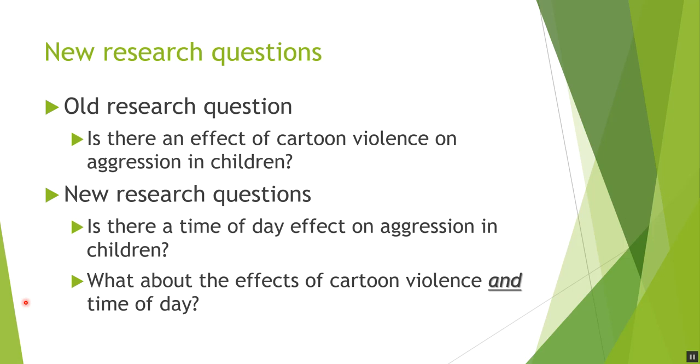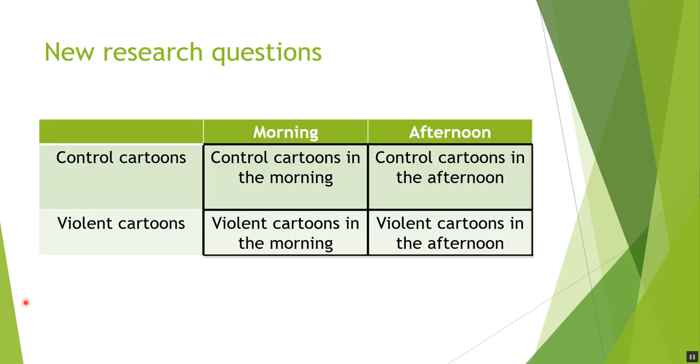at two new research questions by doing what's called a factorial design or a factorial experiment. The new questions are going to be, is there a time of day effect on aggression in children? We suppose there might be. And what about the effects of cartoon violence and time of day working together? And so what we would do then is create an experiment that looks like this. Instead of just two conditions, that is a control cartoon condition and a violent condition, we create four conditions. One in which subjects get the control cartoon in the morning, one in which they get the control cartoon in the afternoon, a third one where they get the violent cartoons in the morning, and a fourth one when they get the violent cartoons in the afternoon.